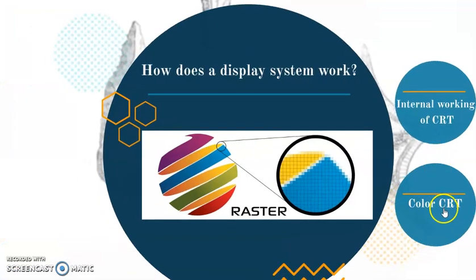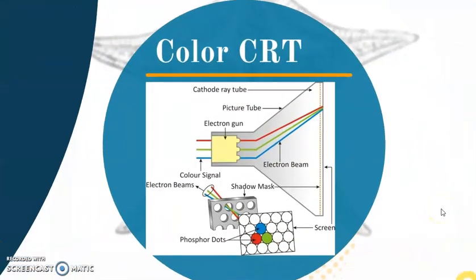Next, we move on to color CRT. The cathode ray tube we have seen has a single electron gun, but a color CRT will have three colors, that is R, G and B, red, green and blue. A combination of these three gives me different colors, right? So a color CRT will have three electron guns, one for red, one for green and one for blue.